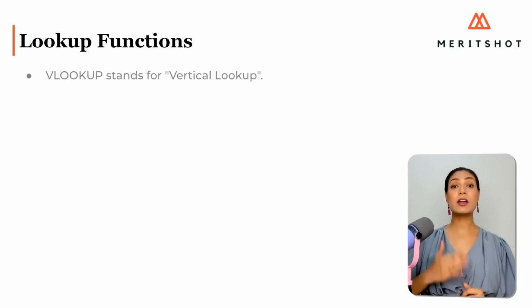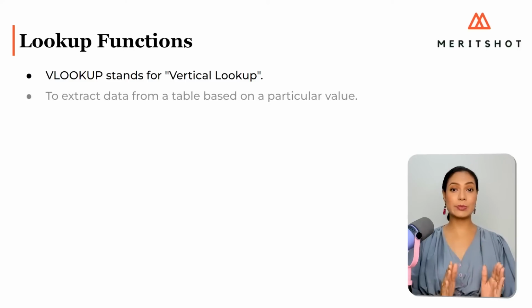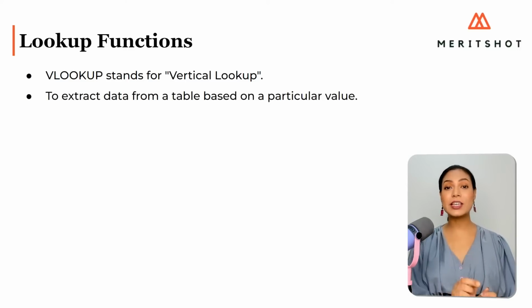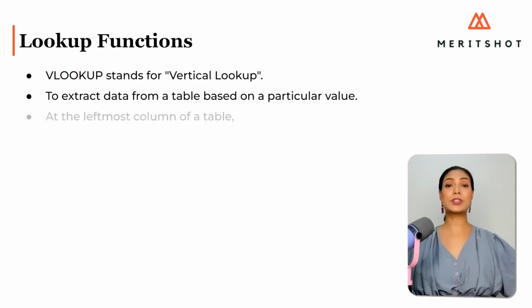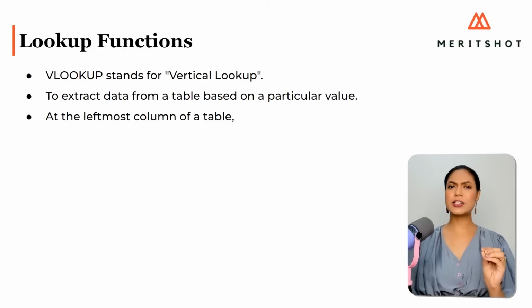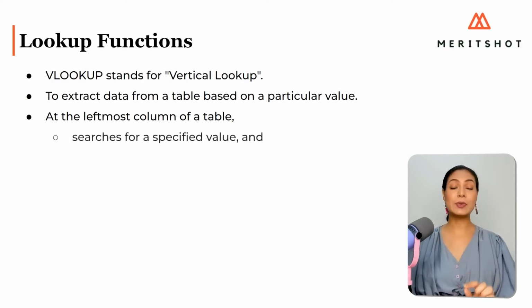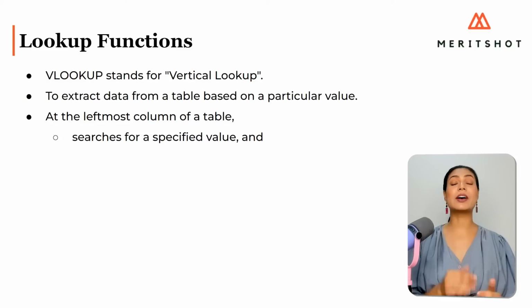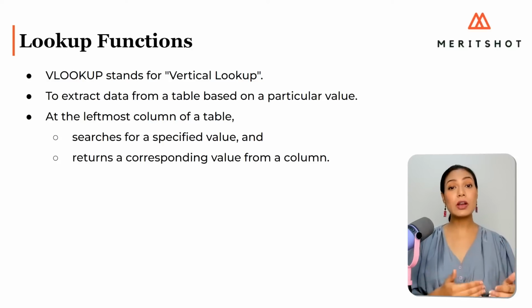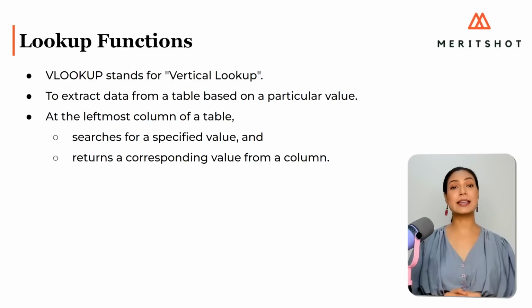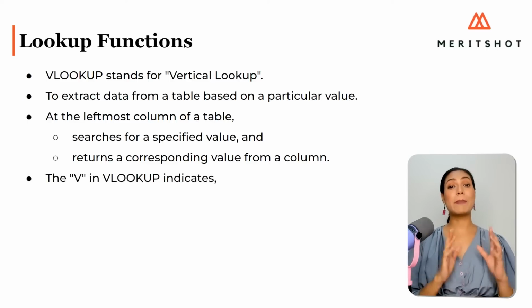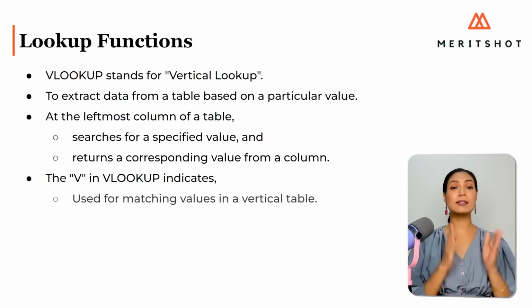VLOOKUP stands for vertical lookup, and it is used when we need to extract data from a table based on a particular value. It looks at the leftmost column of a table, searches for a specified value, and then returns a corresponding value from a column of our choice. The V in VLOOKUP indicates that it is used for matching values in a vertical table.